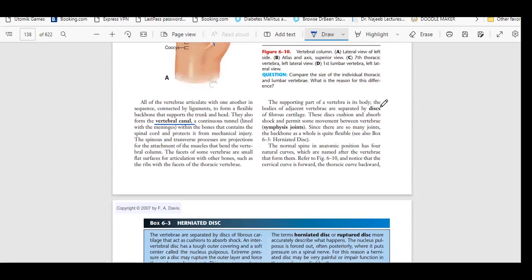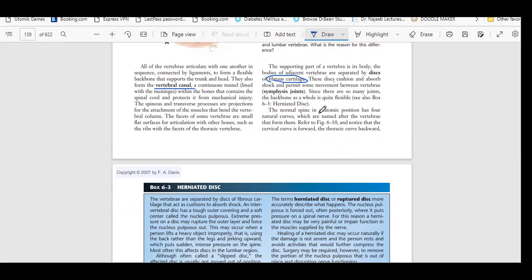The supporting part of the vertebra is the body. We've seen in the figure the discs, and a disc is made up of fibrous cartilage. Fibrous cartilage cushions and absorbs shock and permits some movement between vertebrae. So the cartilage makes movement possible, you can bend forward and bend backward. Why is this happening? Because of the disc. Since there are so many joints, the backbone as a whole is quite flexible.